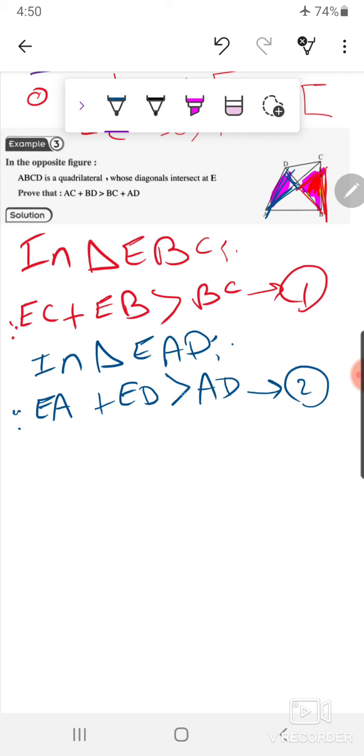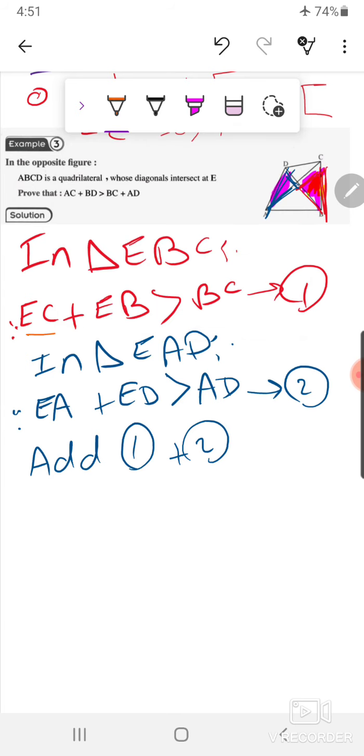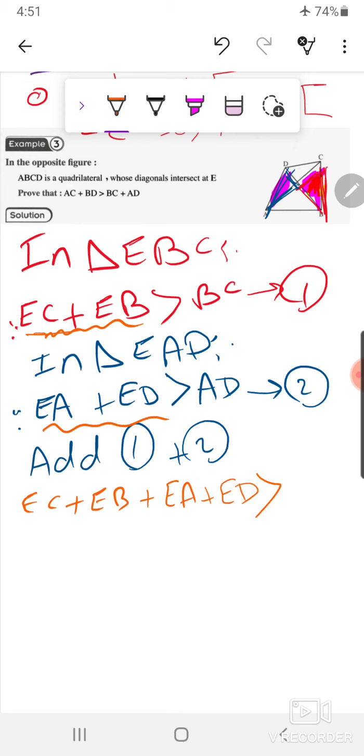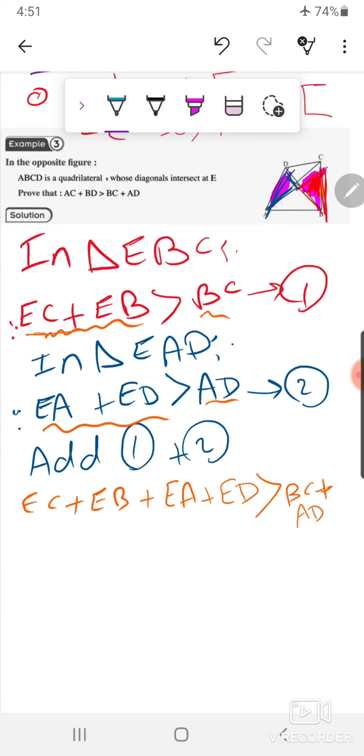From 1 and 2, I add. What is the meaning of add 1 and 2? It is 1 plus 2. Okay? Of course, the sides add with each other, and the sum is greater than the sum on the other side. So EC plus EB plus EA plus ED is greater than BC plus AD. Understand till now? Okay, now let's collect with each other.